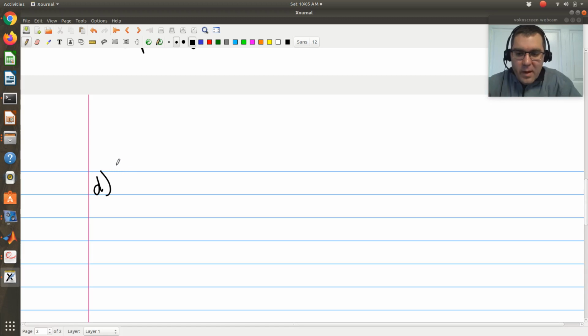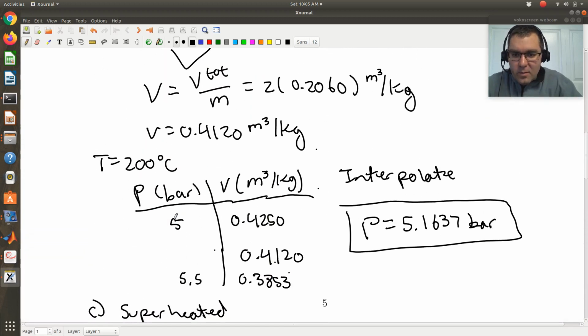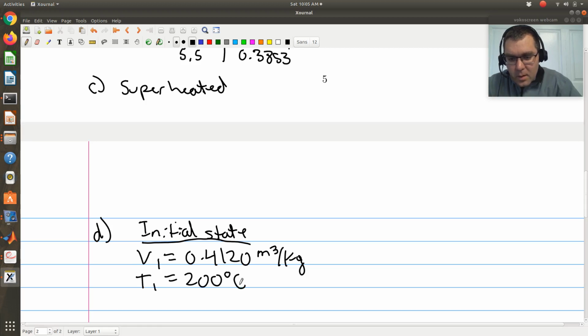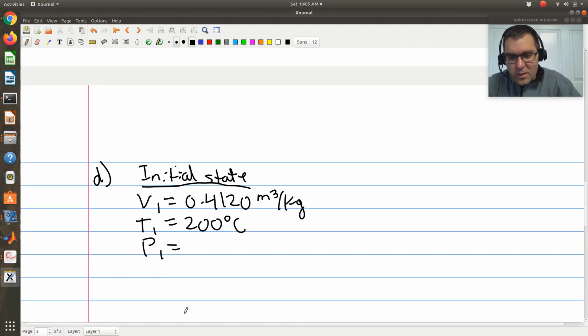Okay, so if I think of my initial state, we had just computed it, and I'm going to use 1 to be my initial state. We have that my specific volume is 0.4120 meters cubed per kilogram. We have a temperature of 200 degrees C, and we just computed our pressure to be 5.1637.